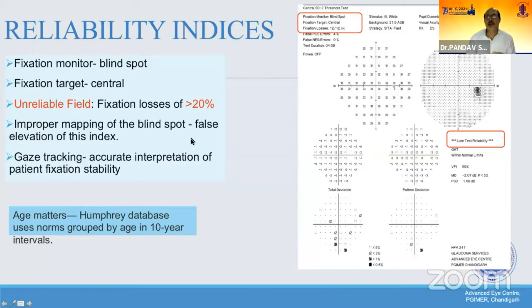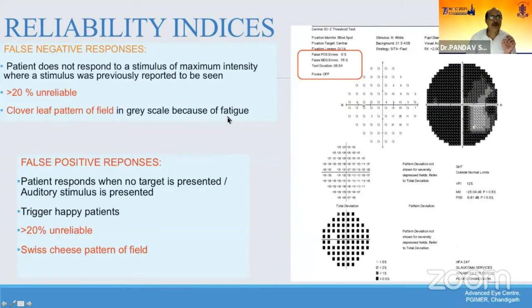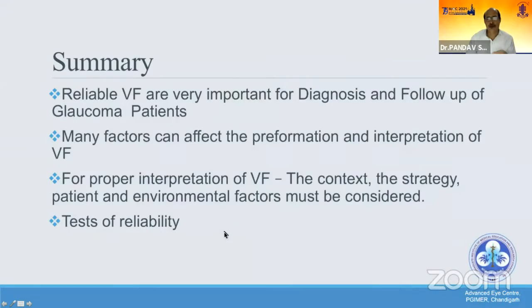And finally, you look at the reliability parameters. I'm sure they're going to be discussed subsequently also. But you can see there are the fixation errors. If there are a lot of fixation errors, that would make the field unreliable. So you look at the top corner on the left side of the chart under the strategy; you have certain parameters which tell you whether the field is reliable or not. You have a look at those parameters, and that will give you the reliability. If you have too many false positive errors, or too many false negative errors, or too many fixation losses, then you have to interpret those results carefully. Generally speaking, if you have more than 20% losses in these parameters, then you might like to repeat the test.